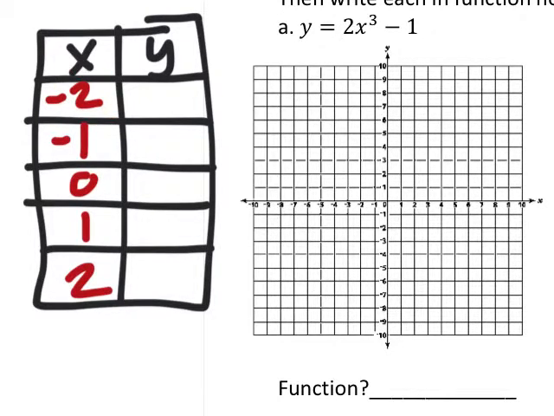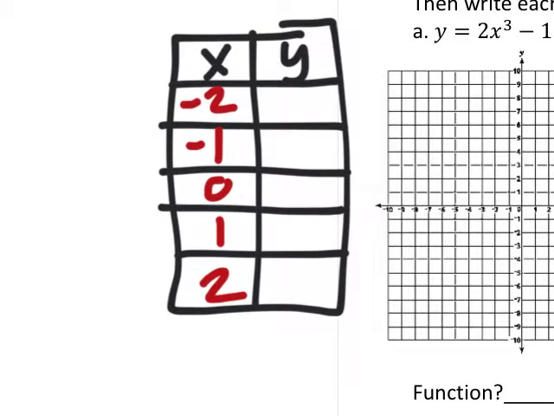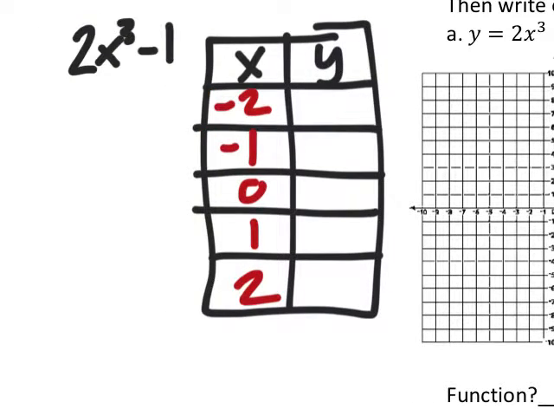Okay. Now I'm not going to be able to show my work here because I don't have enough space. But I probably will do it for one of them. Okay. So let's look at this first one. We've got the equation 2x cubed minus 1, and this equals y.